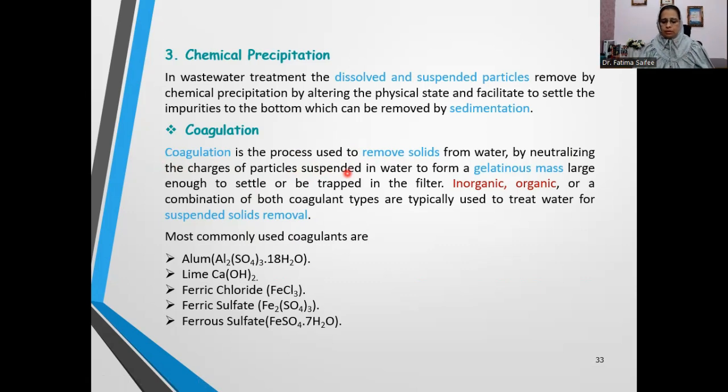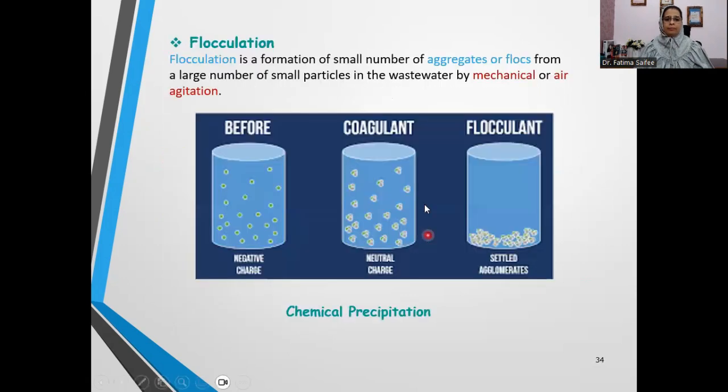I will show in the next slide and I will explain. Flocculation is the formation of a small number of aggregates or flocs. It is like neutralizing the charge, then it will merge all the particles with the chemicals and start slowly. Here this process is called neutral charge. There is no charge now.